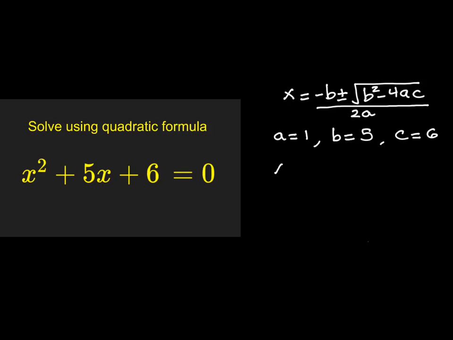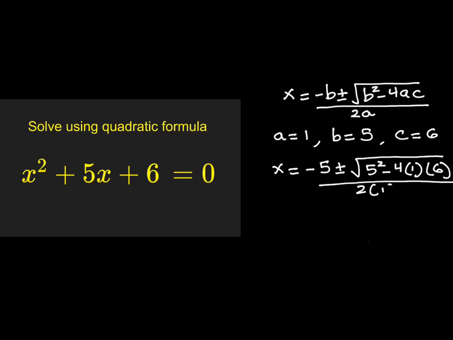So in the equation, a is equal to 1 because the coefficient of x squared is 1. b is equal to 5 because the coefficient of x is 5, and the constant term in the equation is 6. So we're going to use the formula and plug in the values. Negative b will be negative 5, plus or minus the square root of 5 squared minus 4 times 1 times 6, divided by 2 times 1. When you plug it in, we have to be very careful about the signs.